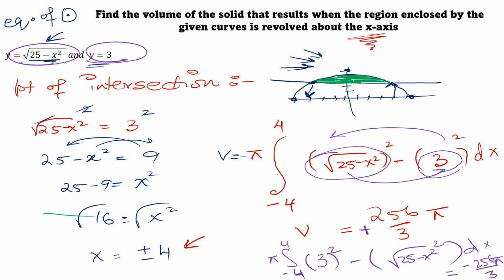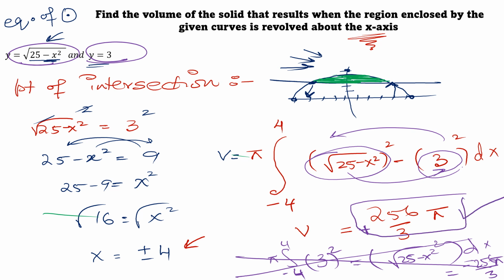So if you are writing like this, you get a negative answer. You just cross it and interchange the places of the functions. Now what have you seen? You get a positive answer, which is absolutely correct.